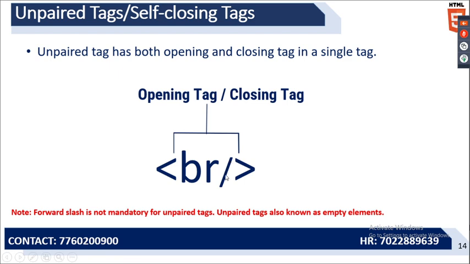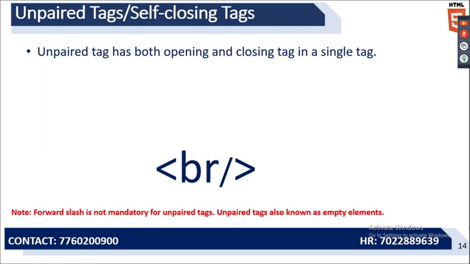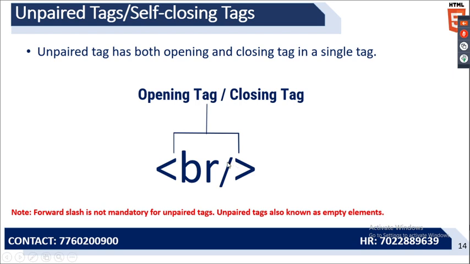So for unpaid tags, this forward slash is not mandatory. But for a paid tag, the forward slash is mandatory, guys. Consider this previous example: if you don't pass this forward slash, what will happen? The browser will think that you are creating one more new paragraph, like a normal P, yes or no? So we have to pass it for paid tags. For unpaid tags, it is not mandatory. The browser will understand that it is an unpaid tag.